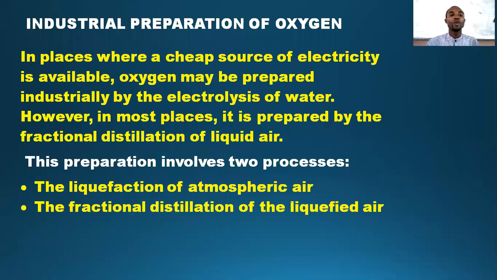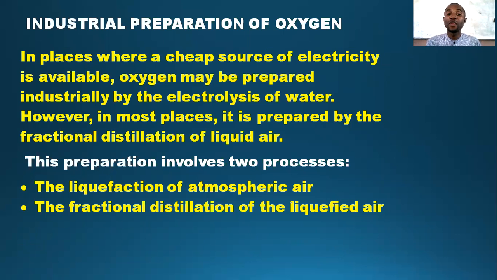All right. But industrially, industry prepares it in a different way, a cheaper way for them. In places where a cheap source of electricity is available, oxygen may be prepared industrially by the electrolysis of water. Electrolysis of what? Acidified water. That is the meaning. However, in most places, it is prepared by fractional distillation of liquid air.